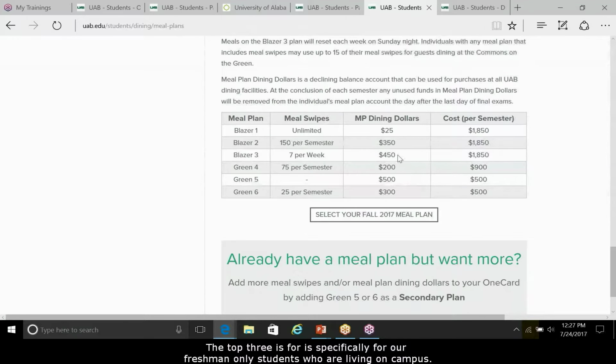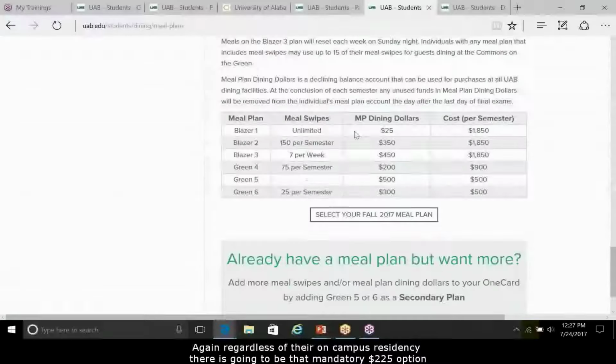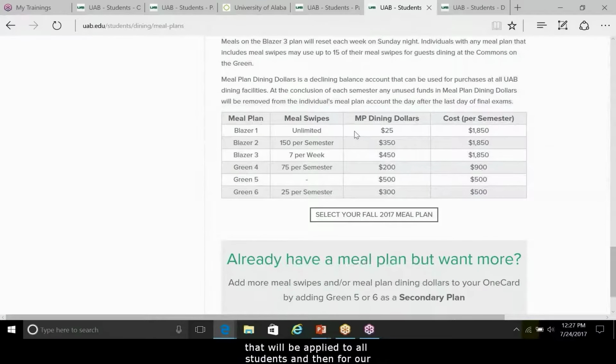The top three is specifically for our freshman only students who are living on campus. Again, regardless of their on-campus residency, there is going to be that mandatory $225 option that will be applied to all students. And then for our on-campus living students, it's this additional $18.50 for the semester.